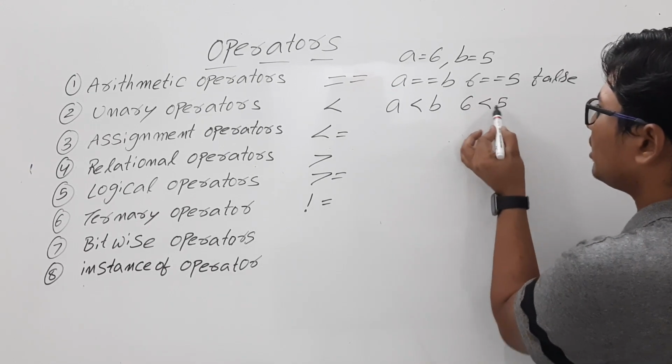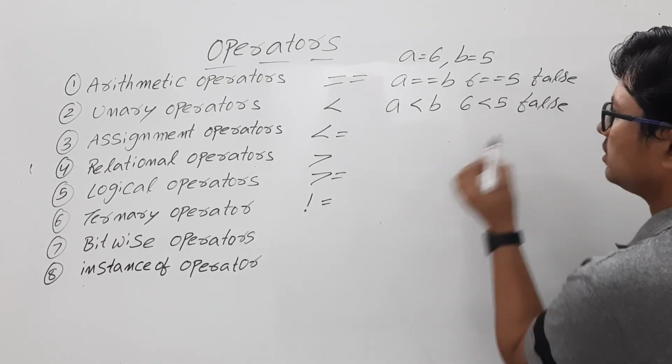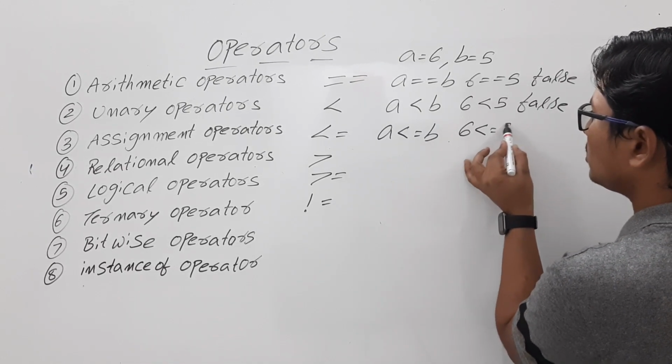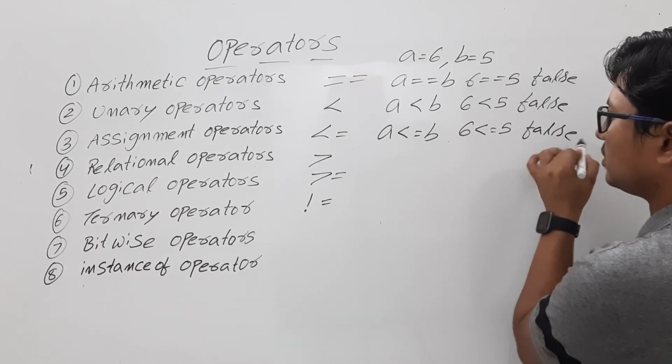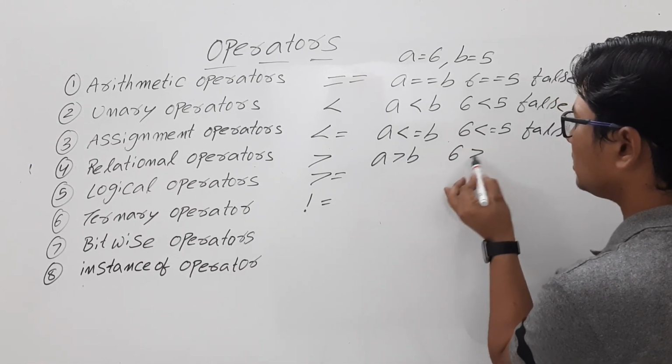6 is less than 5, false. So it will give the output as false. Similarly, if you write a <= b, 6 is less than or equal to 5? No. So again it will give the output as false for you. If you are comparing a > b, 6 is greater than 5.